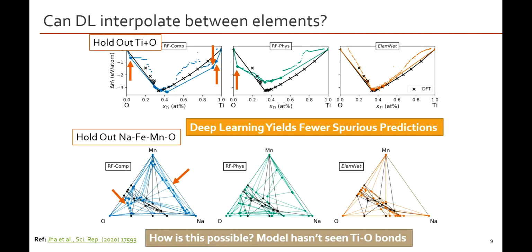When I took a deep learning model and trained it on a data set where I intentionally excluded certain patterns of atoms, like I removed every compound that contained titanium and oxygen, and then predicted what would happen if I exposed titanium and oxygen together. And you can see from my random forest model on one of these convex hull plots, my energies as a function of composition are not just wrong, they're off by about half an electron volt, which is pretty big, but I also get these spurious predictions of where those stable compounds on that convex hull should be.